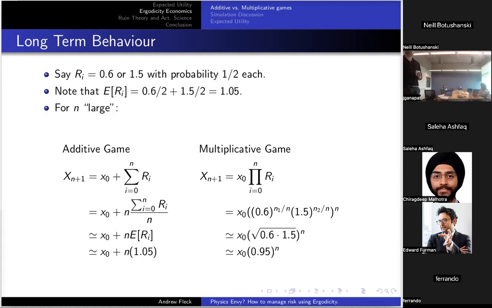In the multiplicative case, we can apply our law of large numbers in a different way, and we can show that for our long-term behavior, wealth should actually probably decrease, right? We'll have our initial wealth times, in this case, 0.95 to the power n. So as n gets larger, we should be shrinking our wealth over time until it basically goes close to zero, right? So this would give us a sense of the long-term behavior of these games.